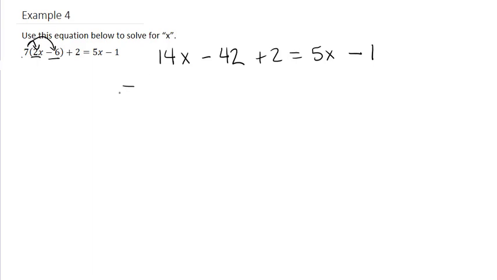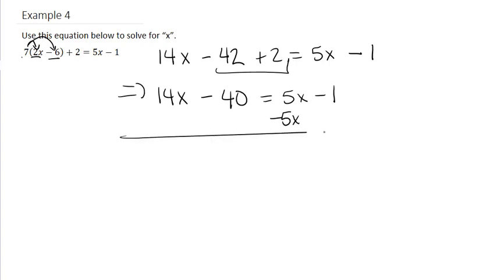So the first thing we do is combine like terms, so we can add these together. So we're left with 14x minus 40, which is equal to 5x minus 1. So the first thing I'm going to do is go minus 5x on both sides. Let's get rid of the x's on the right hand side. So we're left with just negative 1. So now we have 14 minus 5x, so it's 9x minus 40, which equals negative 1.